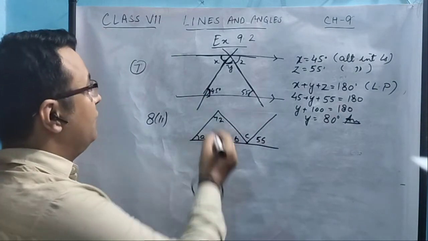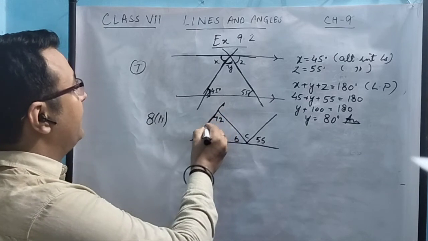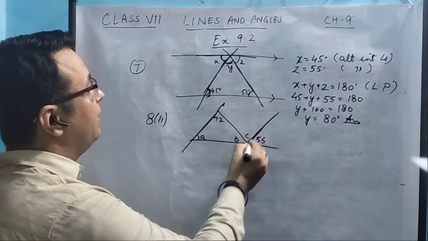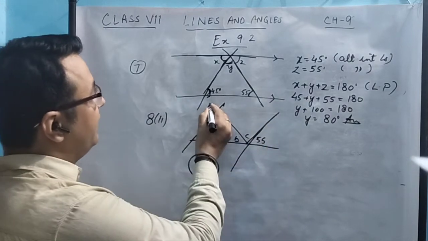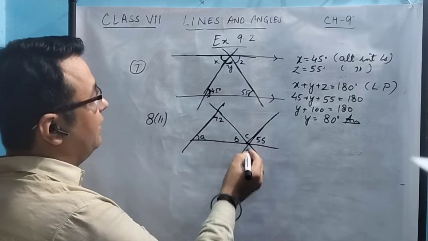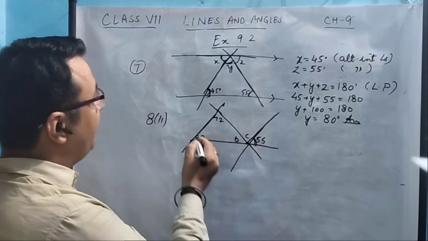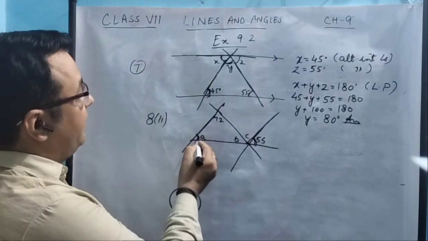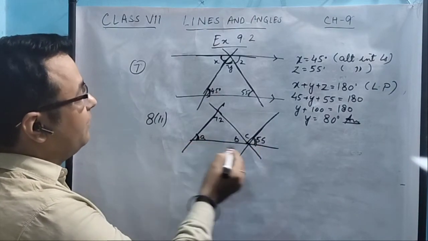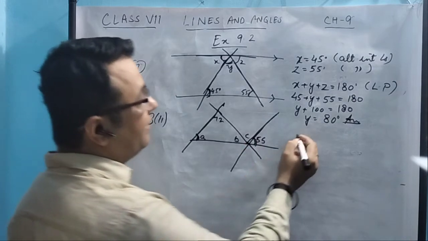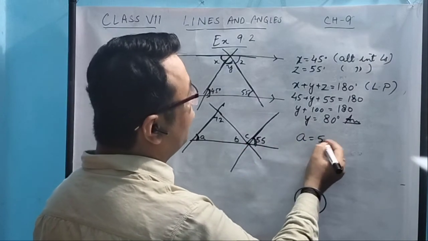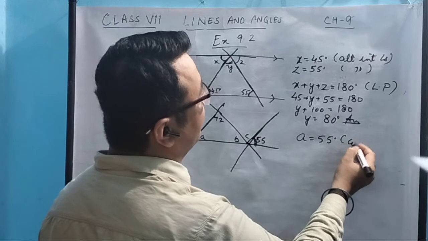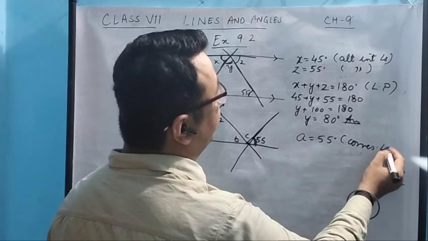Okay. So it is given that this line and this line are parallel, and if we consider this as the transversal, then what is the relation between 55 and A? Think carefully. Same side, and this is also below the parallel line, this is also below the parallel line. So A and 55 form a pair of corresponding angles.